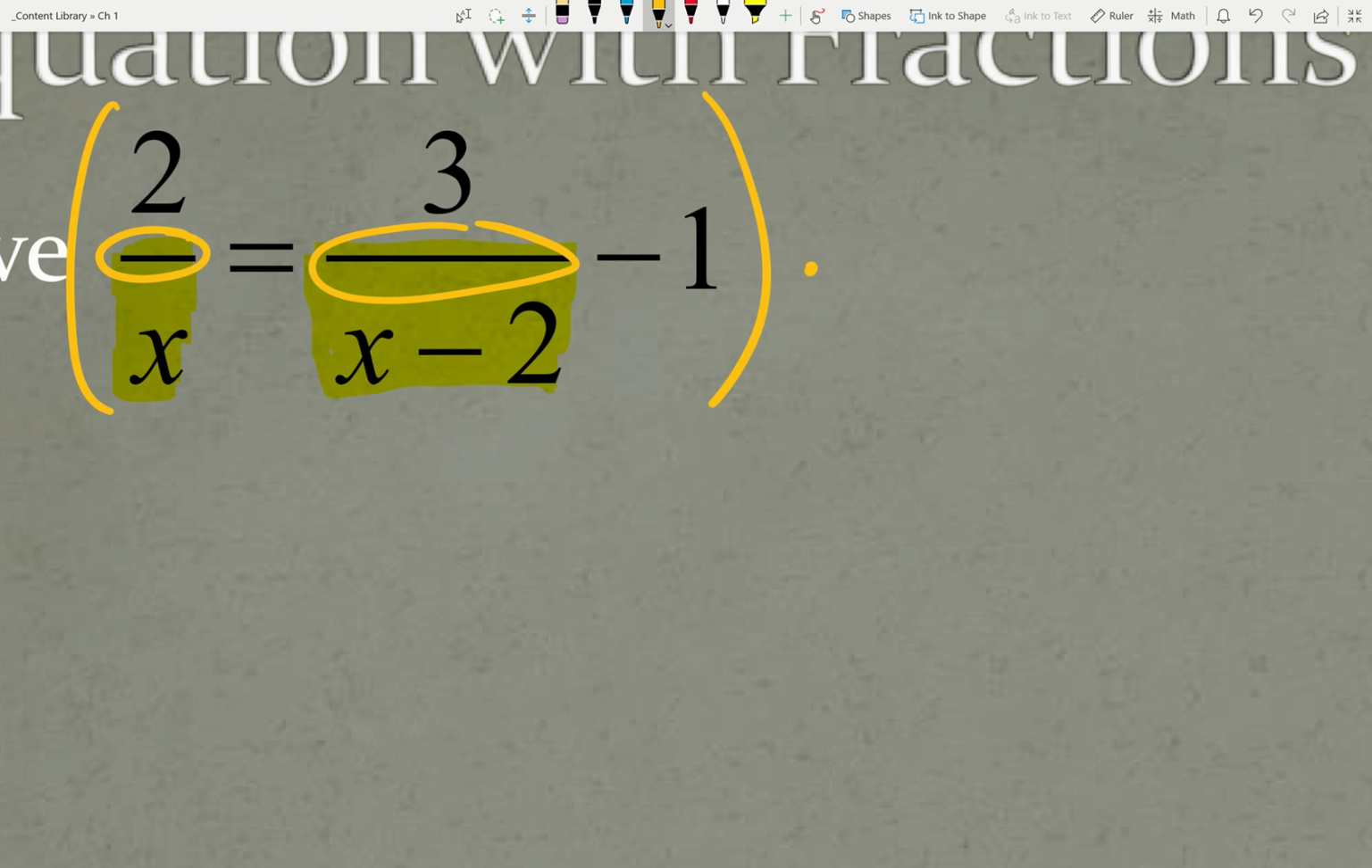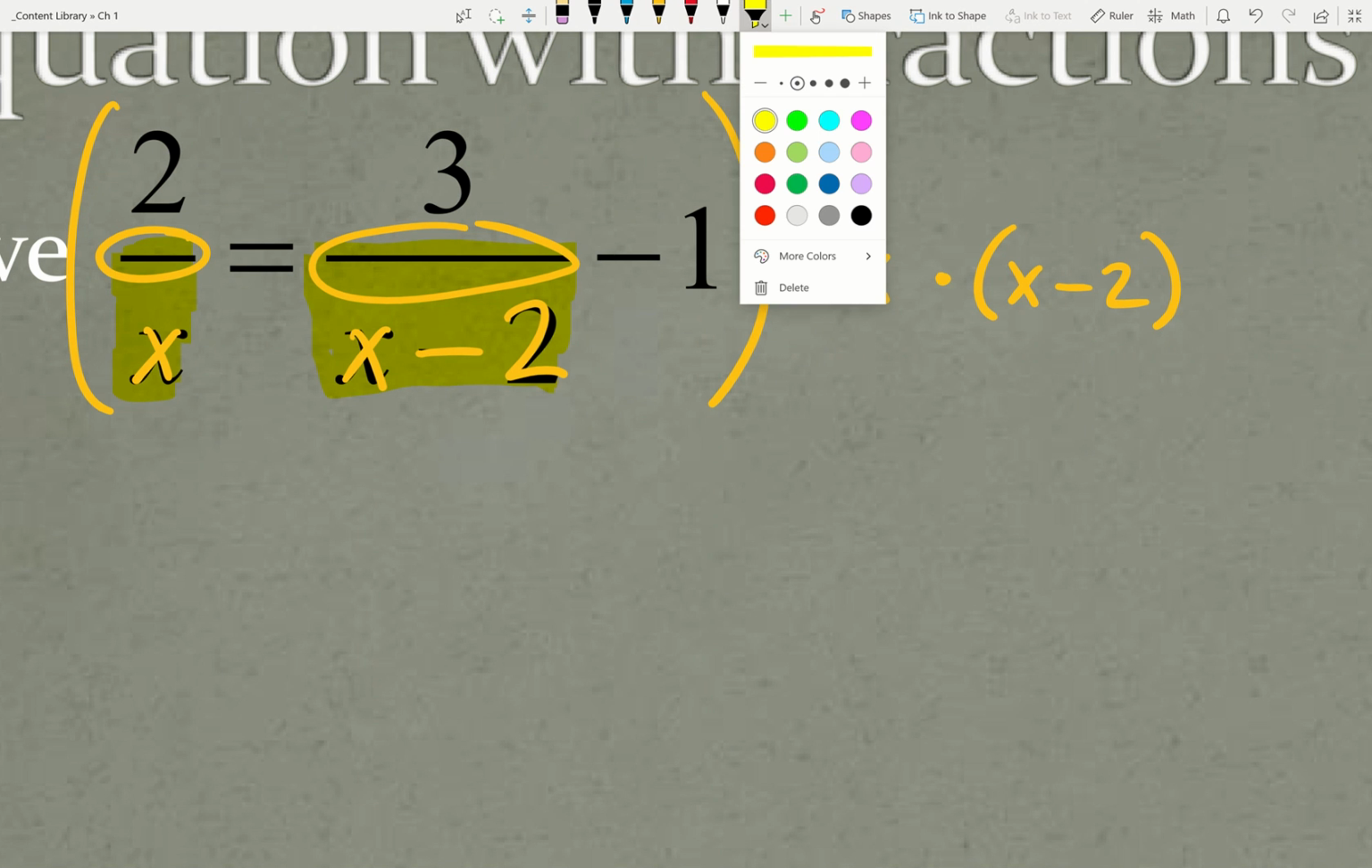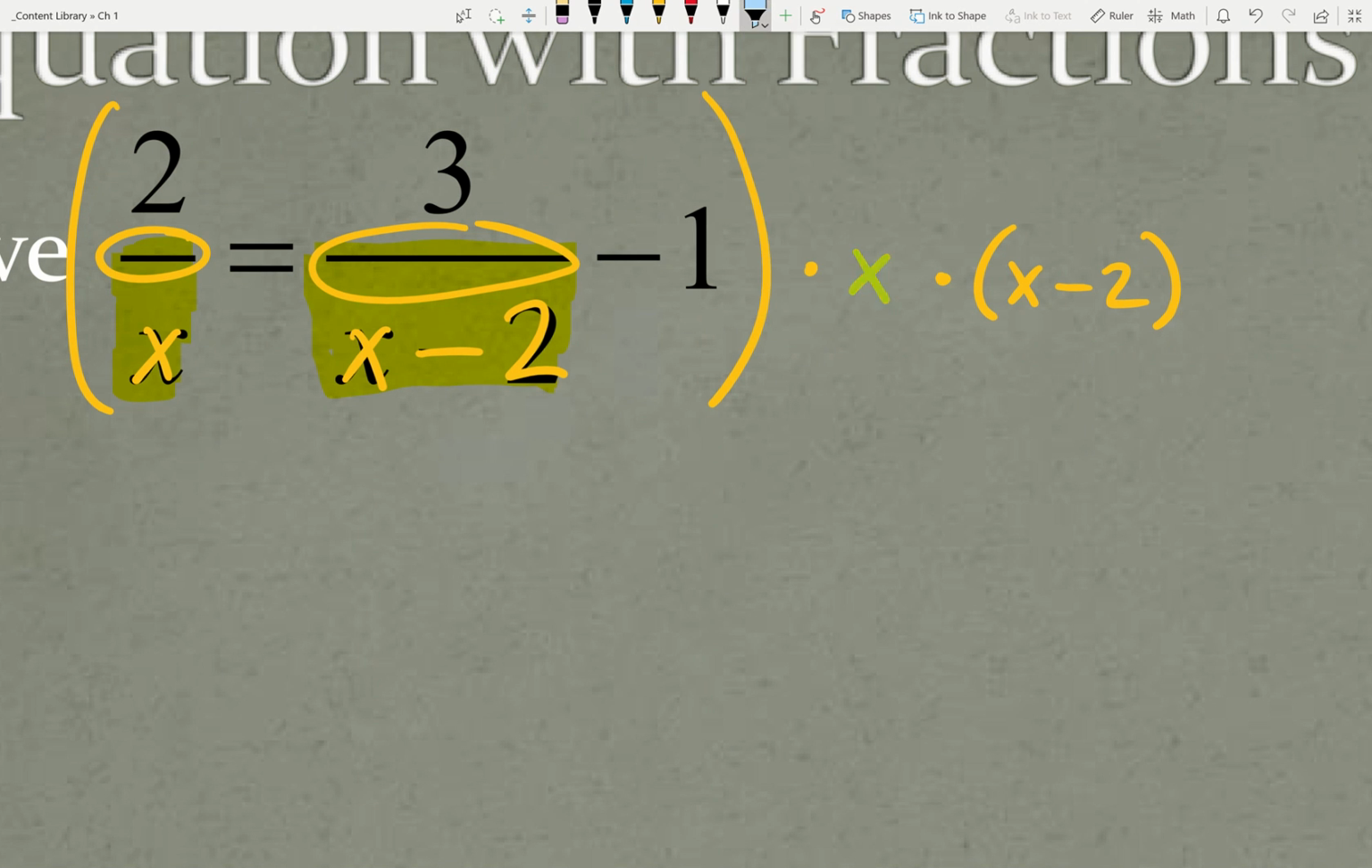So I'm going to multiply the entire equation by x, because that's my denominator right here. And I'm also going to multiply times that expression x minus 2, not plus 2. There we go. X minus 2, because that's going to get rid of this x minus 2 right here. And what I want you to always remember is that this is something that is going to get distributed to each term in your equation.